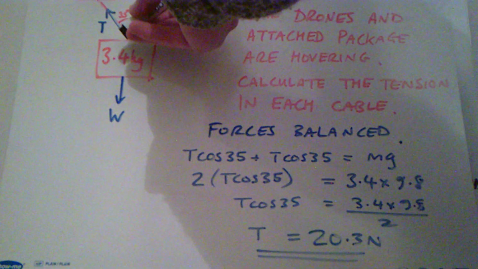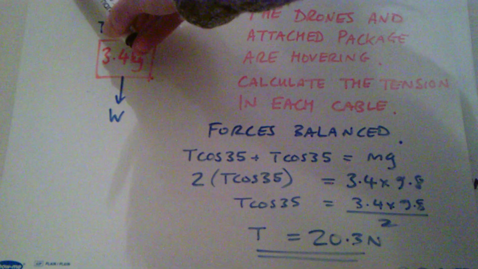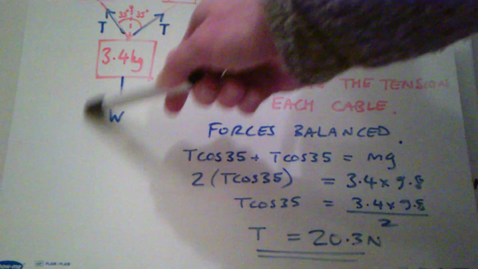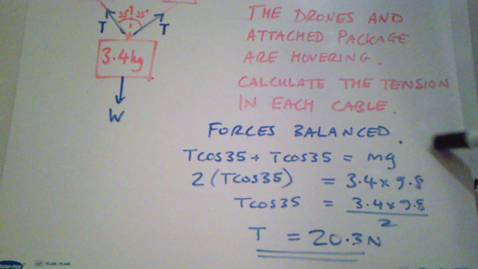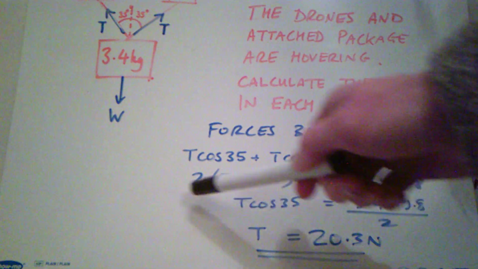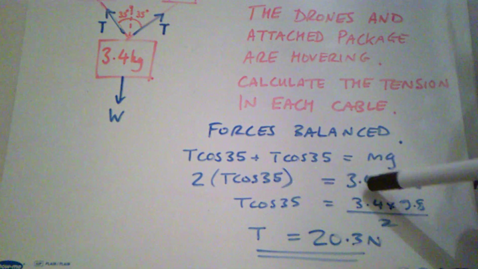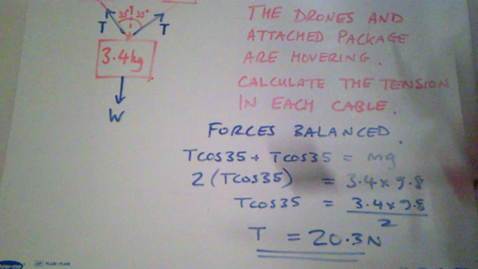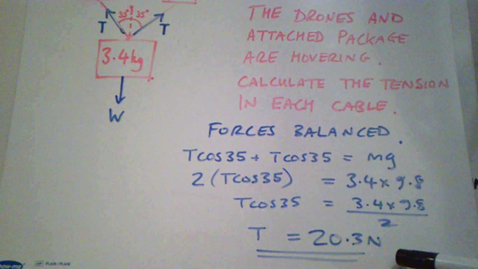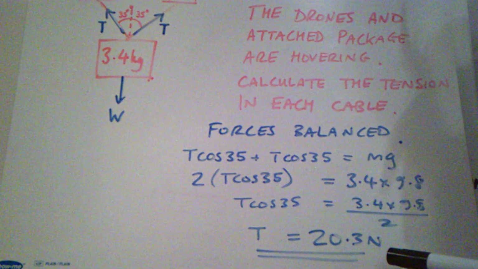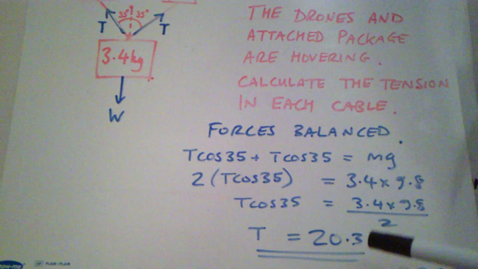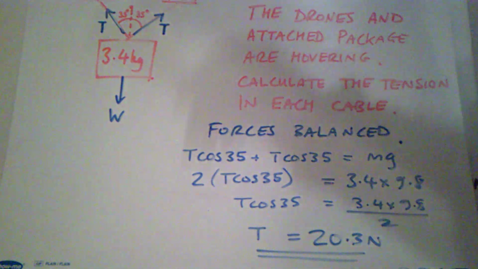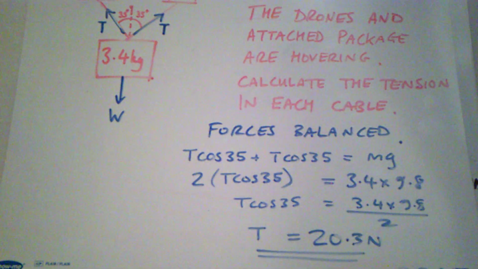We've got this T cos 35 and we've got this T cos 35. So T cos 35 plus T cos 35 is the weight force, which is W equals mg. So 2T cos 35 is 3.4 times 9.8, because that's mass times g. And then you solve it and you find the tension in each cable. If you want to add more lines of maths working, that's totally fine, but I'm just trying to show you the principle of doing the resolving.